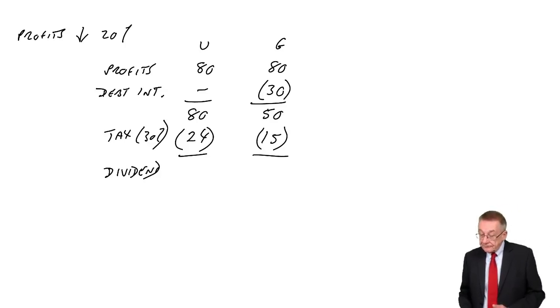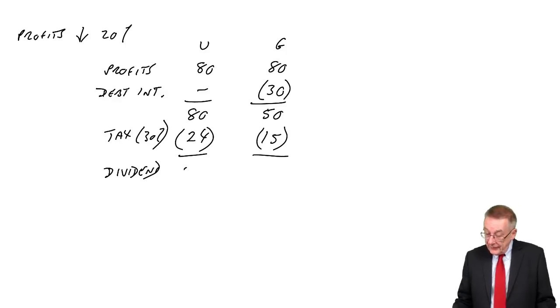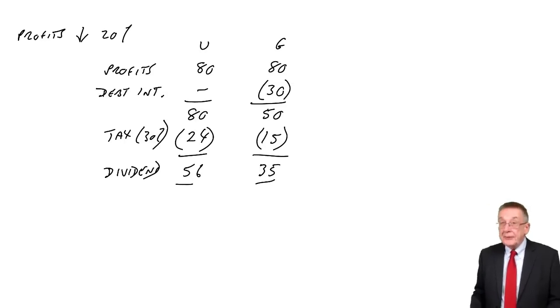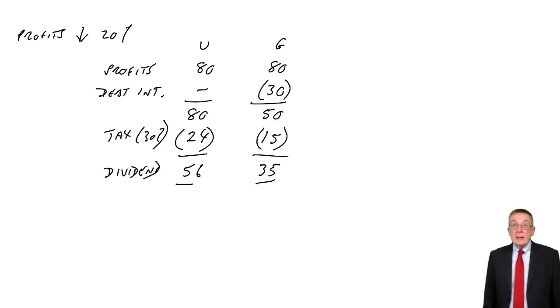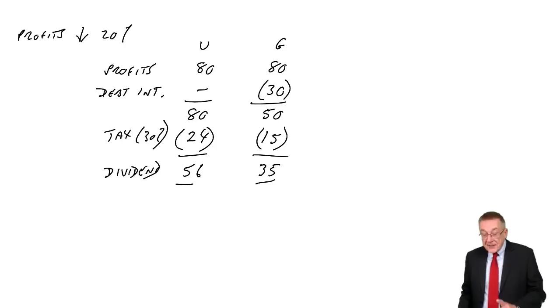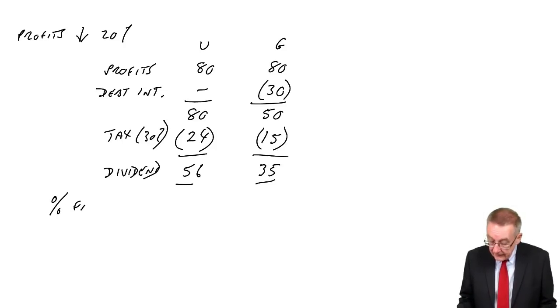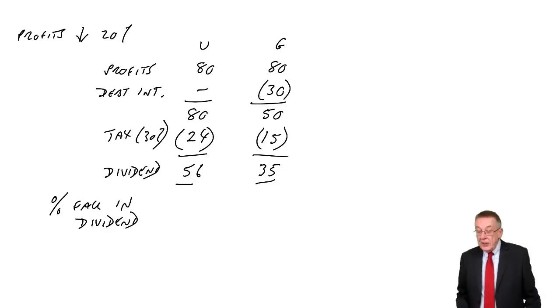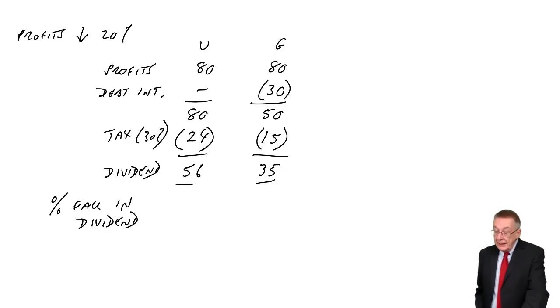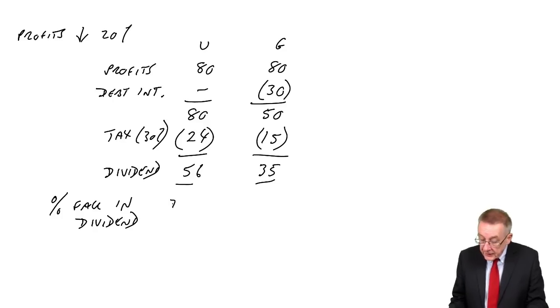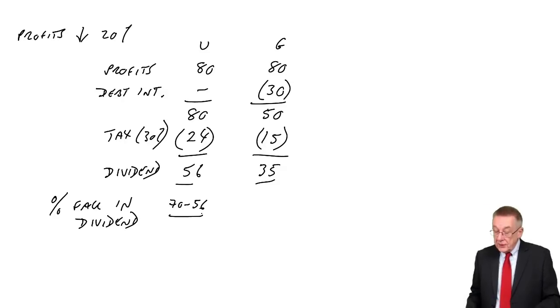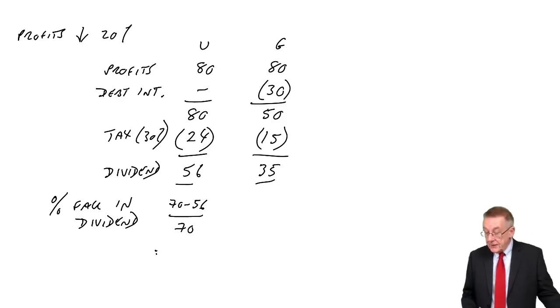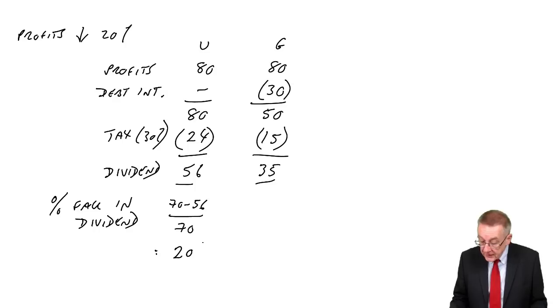Obviously, in both cases, it's lower. In the case of U, it's 56. In the case of G, it's 35. Now, fine, if profits fall, obviously, the amount available for dividend falls. But in percentage terms, in the case of U, the dividend was 70, it's fallen to 56, so it's fallen by the difference of 14. As a percent of the current 70, it's fallen by 14 on 70, which is 20%.